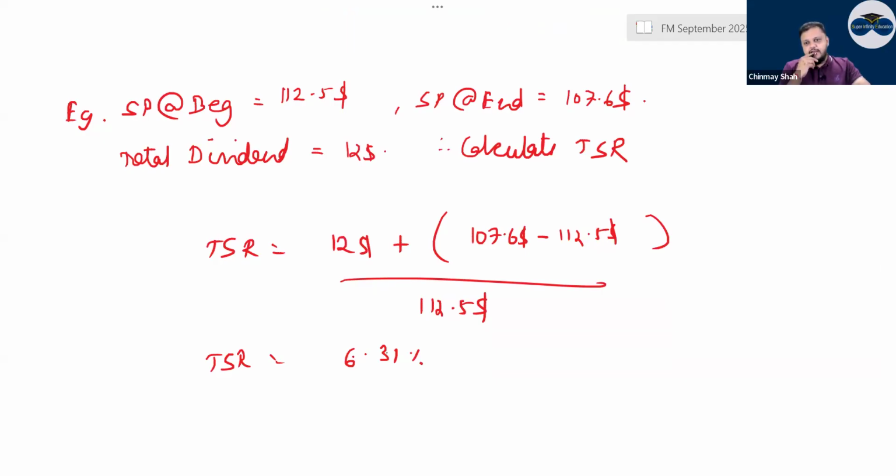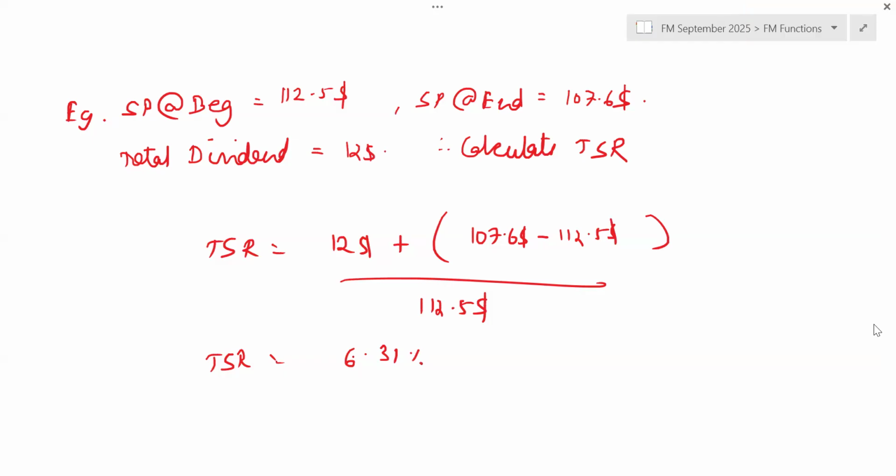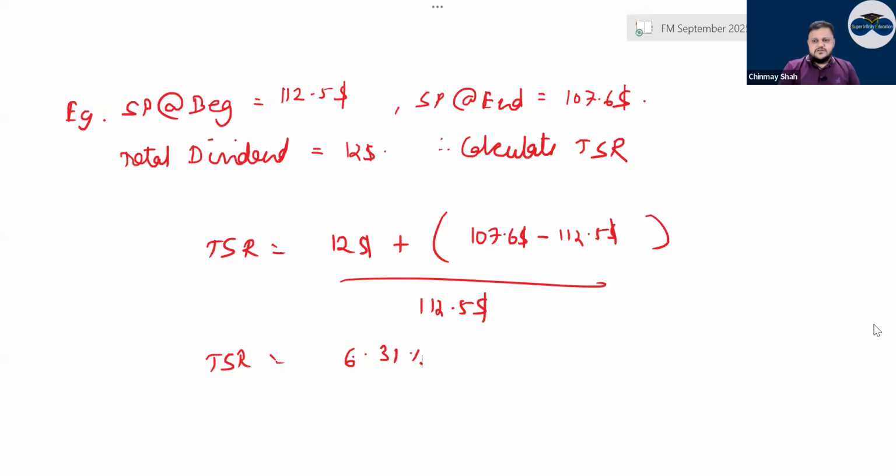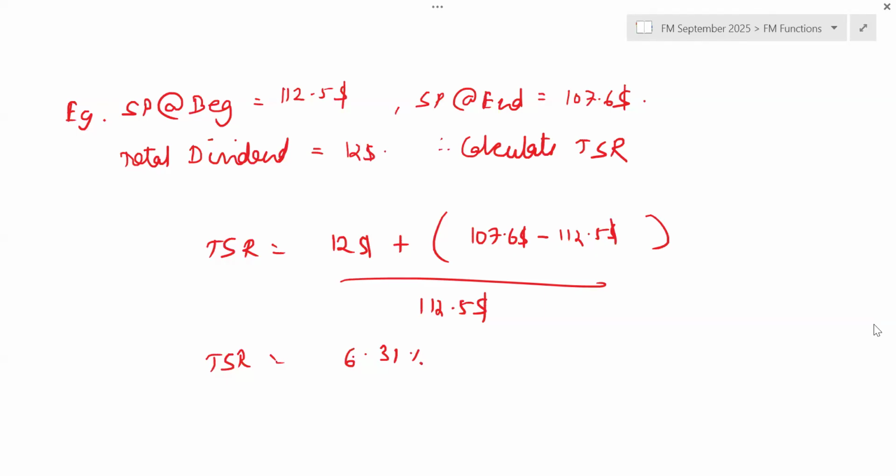Was this a googly? Tell me. A lot of you did 112.5 minus 107.6. What do you say, Rohit? Okay with it? Tell me. Janilia, what do you say? Were you able to solve, Janilia? Yes, sir. No issues. Shivani, what do you say? Sarabjit, what do you say, buddy? Yes, sir, I was able to solve. 6.3.